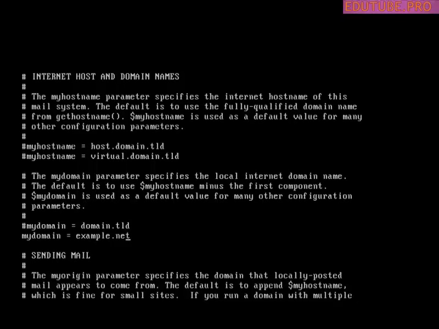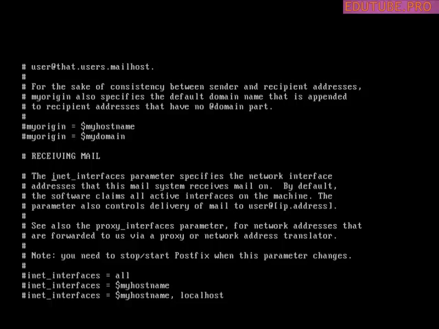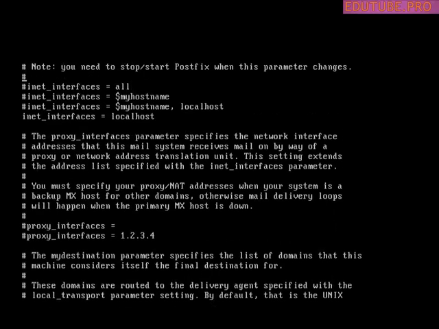The inet_interfaces directive specifies where Postfix listens. By default, it listens only to the local host system. And if you're setting up Postfix for a network, you don't want that. So I comment this out and make the inet_interfaces directive listen to all interfaces.